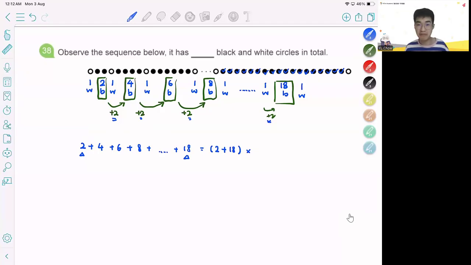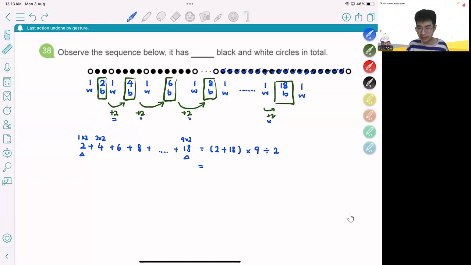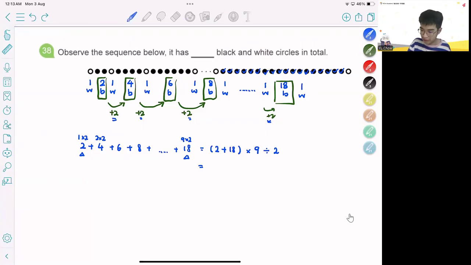Now, these are all even numbers or multiples of 2. So this is 1 times 2, this is 2 times 2, all the way up to 9 times 2. So of course, there are 9 even numbers, 9 terms. Finally, divide by 2. That is the formula for your arithmetic sequence. An arithmetic sequence is a sequence of numbers with constant increase or decrease from term to term, in this case plus 2, plus 2, plus 2. To calculate the sum, you will need the first term. Let me note down the formula to review: the first term plus the last term, multiplied by the number of terms, and finally divide by 2.